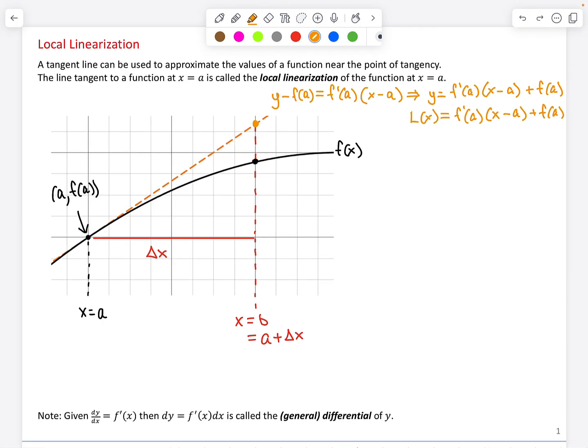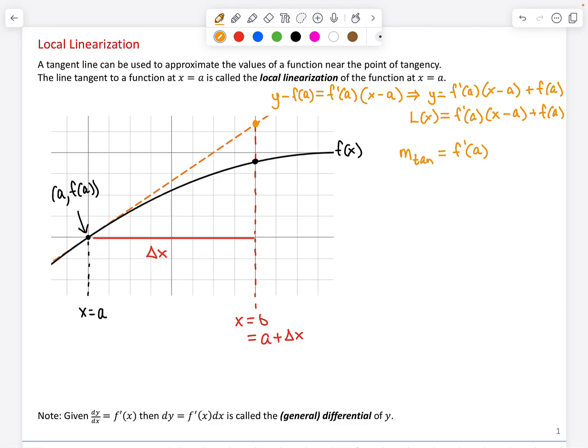Now, as long as you don't go too far away from the point of tangency, these two points will be pretty close to each other. So you could use the output of the tangent line as a way to approximate the output of the function. Now, the slope of this tangent line is calculated by doing the derivative of the function and evaluating at a.